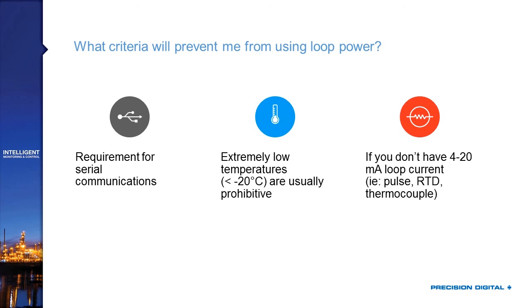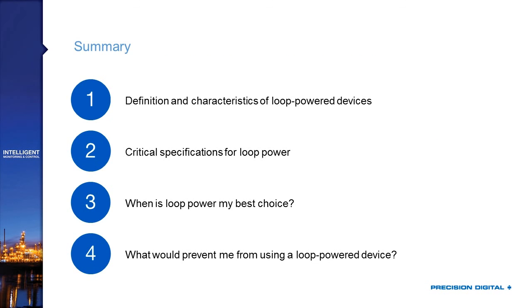So in summary, what did we go over? We talked about the definitions and characteristics of loop-powered devices, the terms you're going to need to be familiar with, and what kind of characteristics they tend to have. We talked about the critical specifications for loop power, things like you need to be able to calculate the voltage drop. You need to be aware of what your outputs can support. We talked about when you would want to use loop power, and we talked about when you wouldn't want to use loop power and instead go to something else.